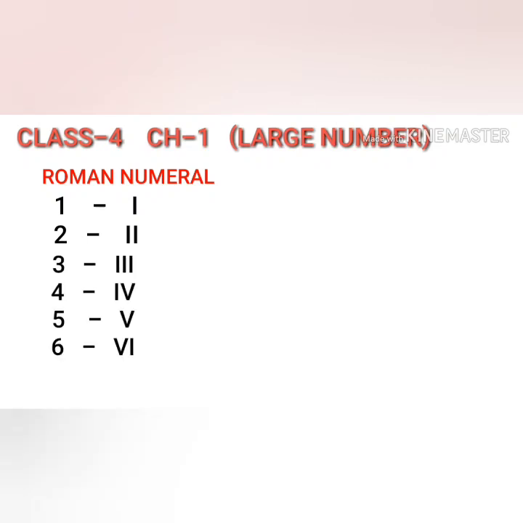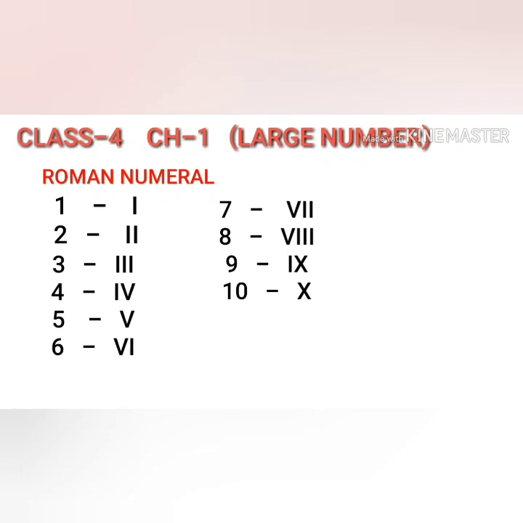Let's write the Roman numerals of the numbers 1 to 10. So 1 is I, 2 is II, 3 is III, 4 is IV, 5 is V, 6 is VI, 7 is VII, 8 is VIII, 9 is IX, then 10 is X. And one point to remember, there is no symbol to represent the digit 0 in Roman numerals.